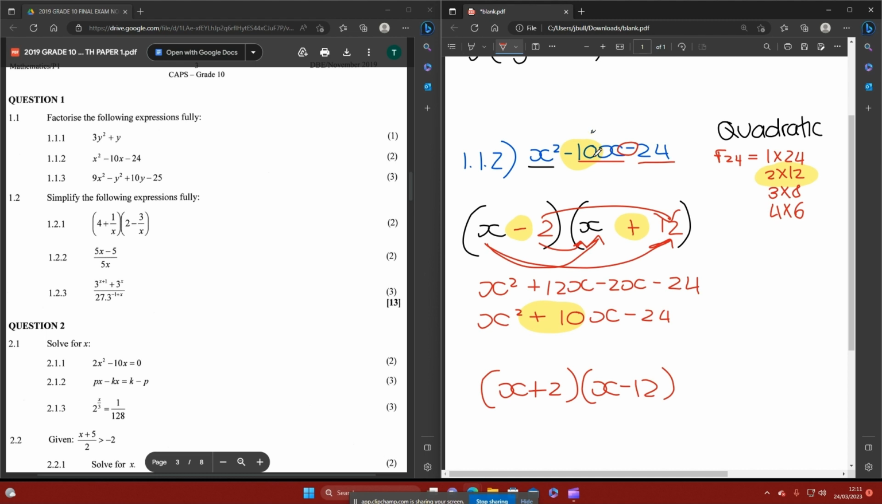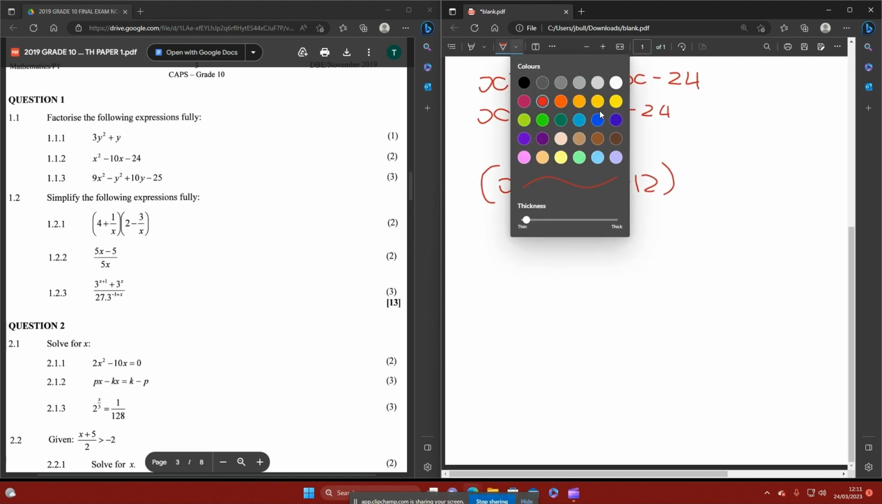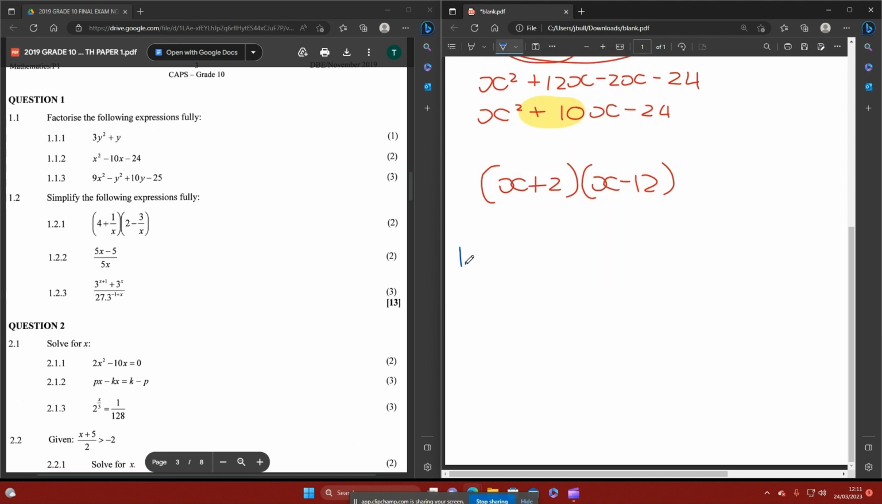If I then have a look at 1.1.3, let me get some space for that one. Again, it's a little bit of a guessing game to start with, how you factorize it. This one, we've got that 9x squared. So already I'm starting to think it could be some factorizing with quadratics because we've got the square numbers. And then I've got all these y's. So it took me a bit of playing around with this one.